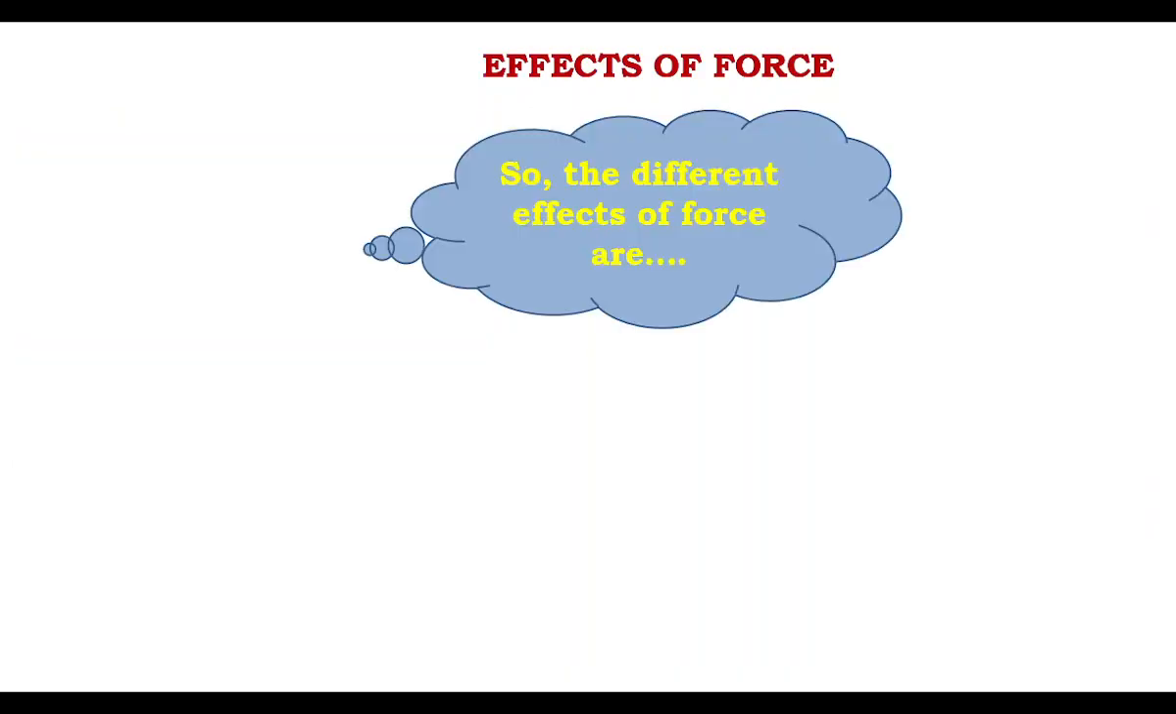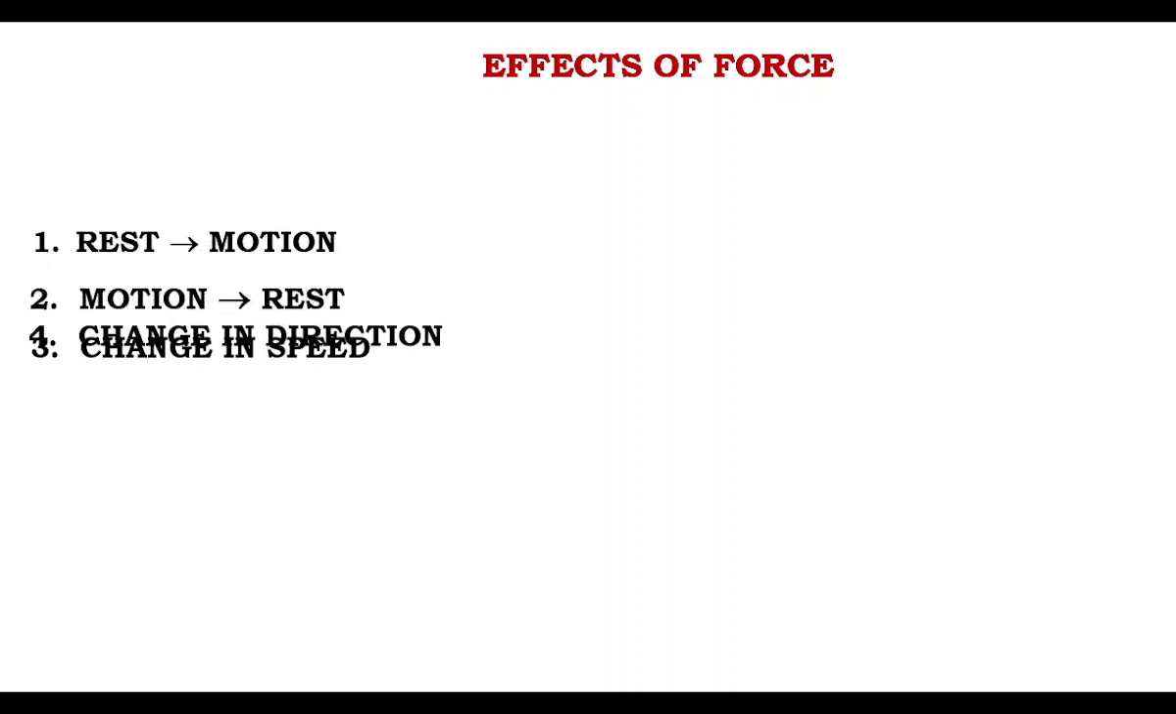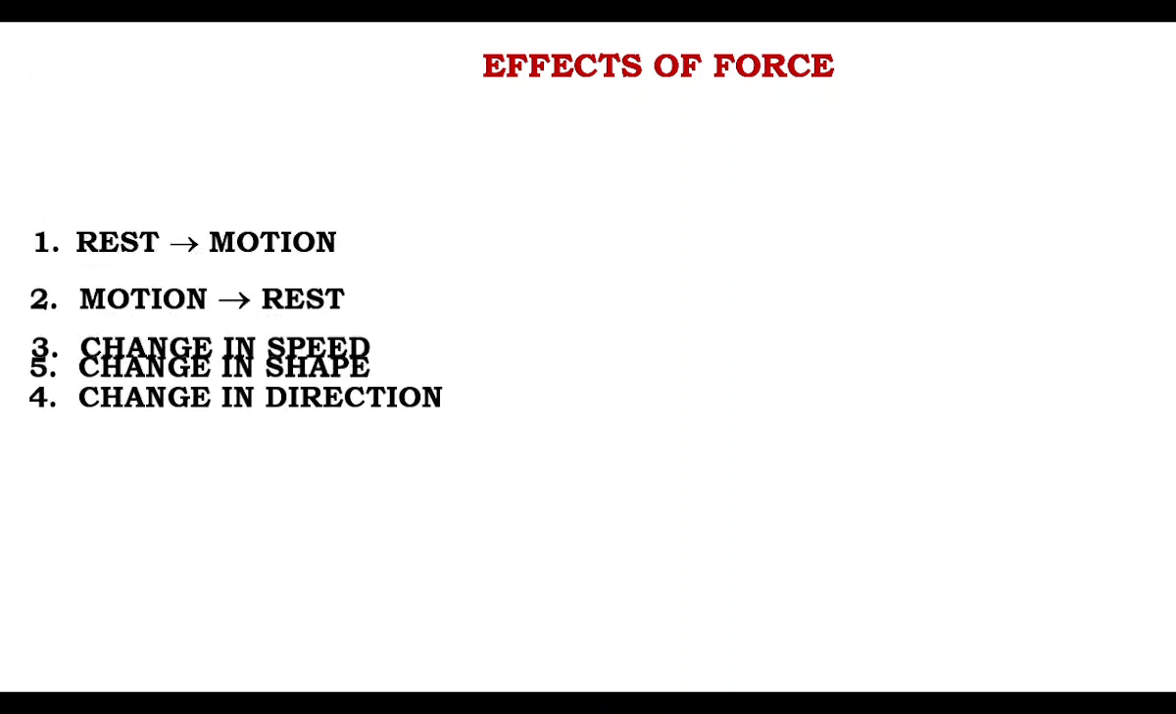So what are these 5 effects? So the different effects of force हमने कौन कौन से डिस्कस किए? One is rest to motion, second is motion to rest, change in speed, change in direction, and change in shape. So dear children, these are the 5 major effects of force, which show that there is a force acting on the object. Right? It's possible that any one of them will be shown, or 2, 3, 4, as many as can be shown by the body.